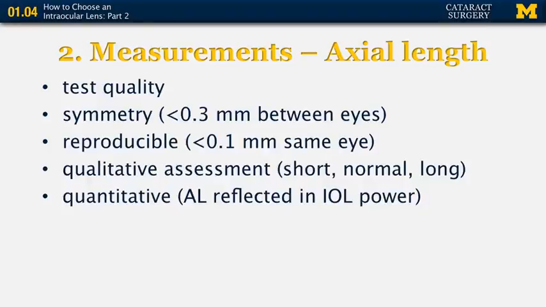Also, if there's a true difference in the axial length between two eyes, we'd expect 1 millimeter difference in a normal eye to result in a 2.5 diopter difference between the two IOL power selections. Versus if it was a long eye, we'd expect about a 2 diopter difference between the IOL power selection between the two eyes. And finally, if it was a short eye, we'd expect about a 3 diopter difference between the IOL power selection.